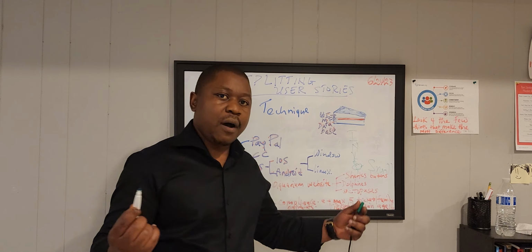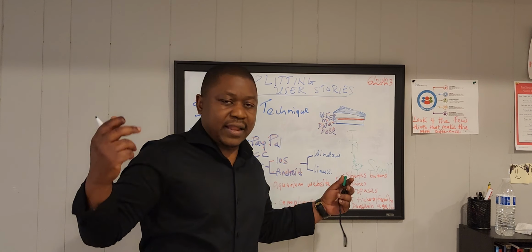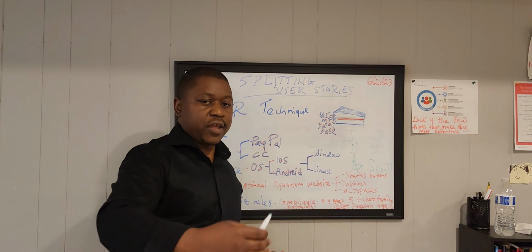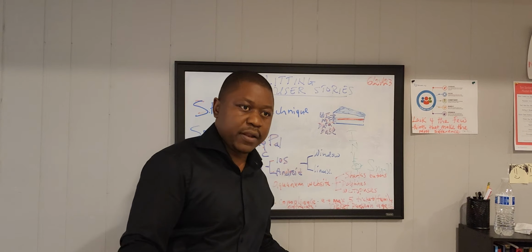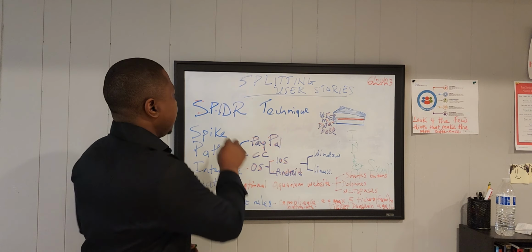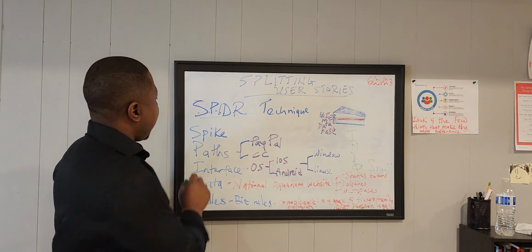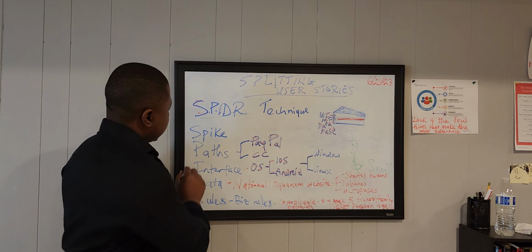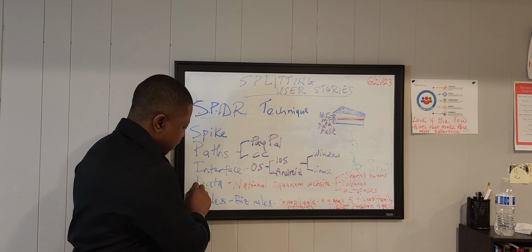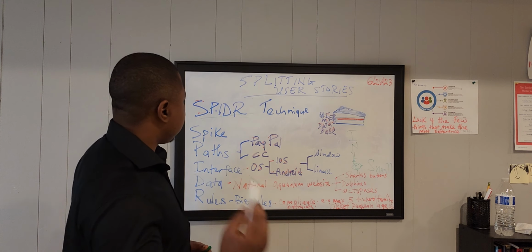So how do we go about splitting user stories that are now looking like epics that could probably be completed within 2 sprints or more? How do we split them? So we can always leverage this technique known as SPIDER, where S stands for spike, P stands for paths, I stands for interface, D stands for data, and R stands for rules or business rules.